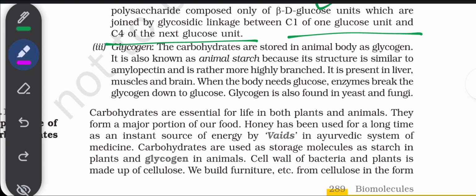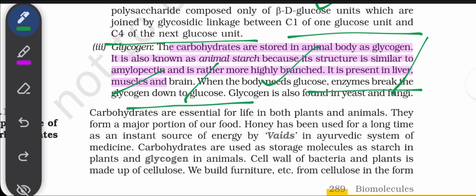Very basic thing, that they are stored in animal body as glycogen, also known as animal starch, because its structure is similar to amylopectin and is rather more highly branched than amylopectin. Okay, it is present in liver, muscle and brain. When the body needs glucose, enzymes break the glycogen down to glucose. Glycogen is also found in yeast and fungi. So statement may come, glycogen is found in yeast and fungi also.